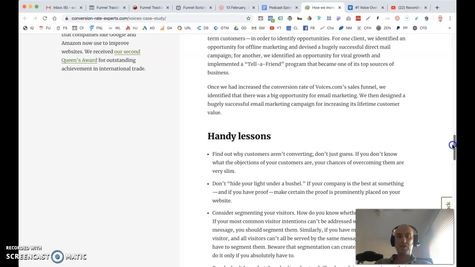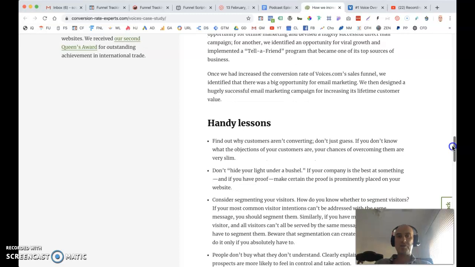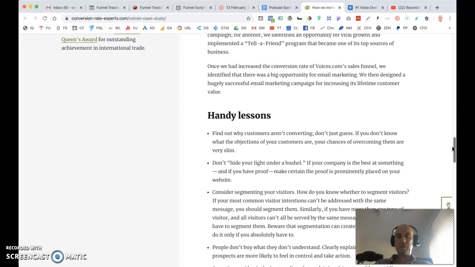So once they'd increased the conversion rate, they also identified that there was a big opportunity for email marketing, which is an aspect of marketing that many marketers seem to drop the ball with. Unless you've really set up a proper system for your email marketing that makes sense and is maximizing the conversions from the email marketing, then there's probably a fair chance that there's plenty of room for improvement. So they designed a hugely successful email marketing campaign with the goal of increasing its lifetime customer value.